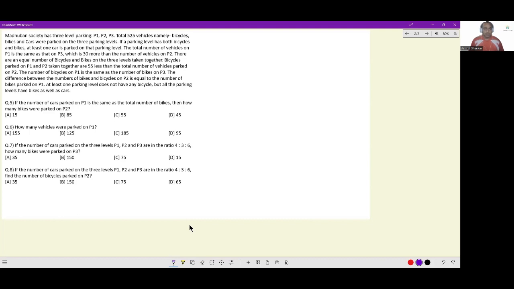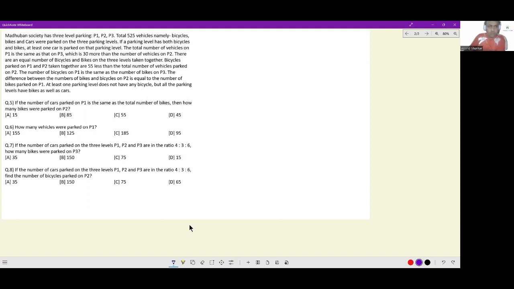Let's look at this question. Madhuban Society has 3-level parking, P1, P2, P3. Total 525 vehicles, namely bicycles, bikes, and cars, were parked on the 3 parking levels. If a parking level has both bicycles and bikes, at least one car is parked on that level.